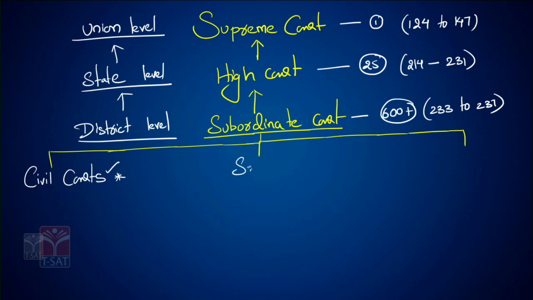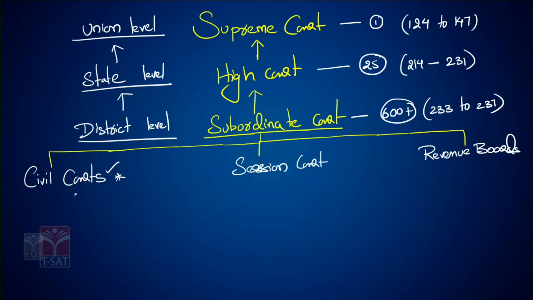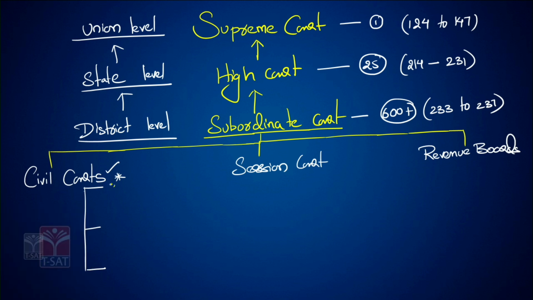We have sessions court, which deals with criminal cases. We have revenue boards, which deal with tax related matters. Now, the civil courts are further divided into 3 types. What is the first one we have? The first one is the sub-judge court.